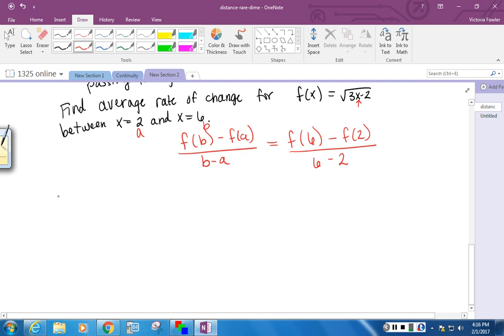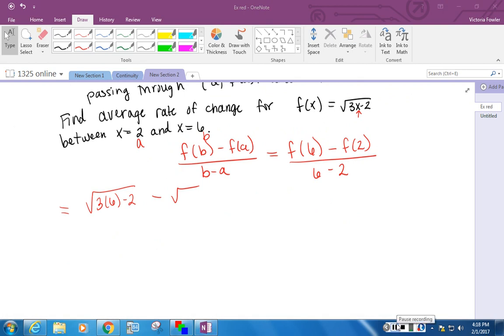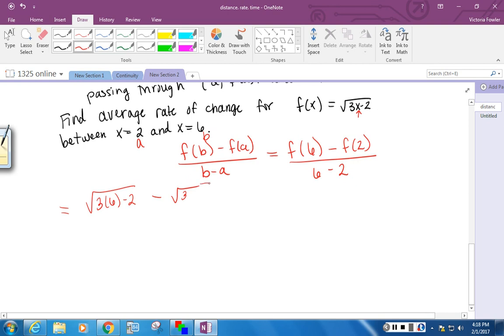So I'm going to come over here. f of 6 is the same thing as taking the square root of 3 times 6 minus 2. And then I'm going to subtract the square root. So I've got the square root of 3 times x, but x is being substituted by 2, minus 2, and it's all over 6 minus 2, which is 4.